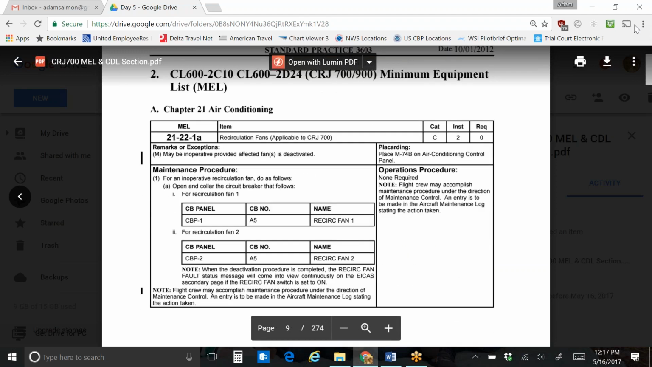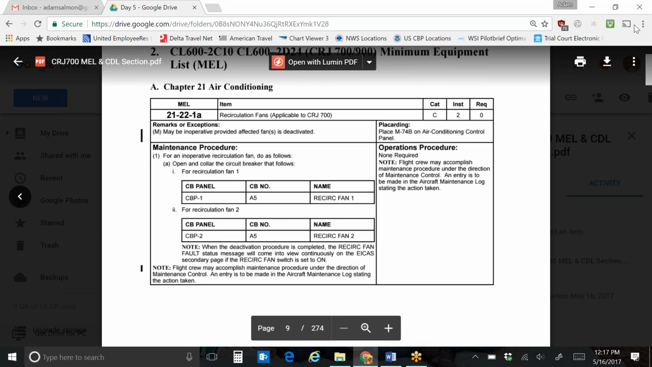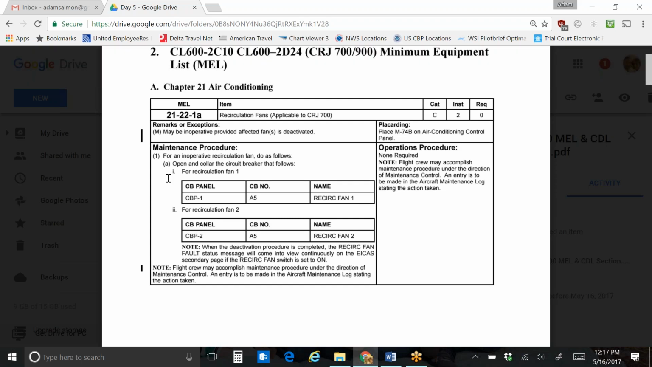So here is an example. Chapter 21, Air Conditioning. As you can see up here in the top left-hand corner, this box is the MEL. So you're going to be looking at the box. The MEL number here is up in the top left-hand corner. It is MEL number 21-22-1 alpha. The name is Recirculation Fans, and it's applicable to the CRJ 700.